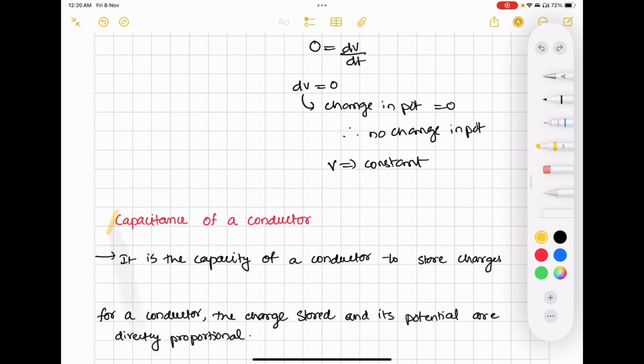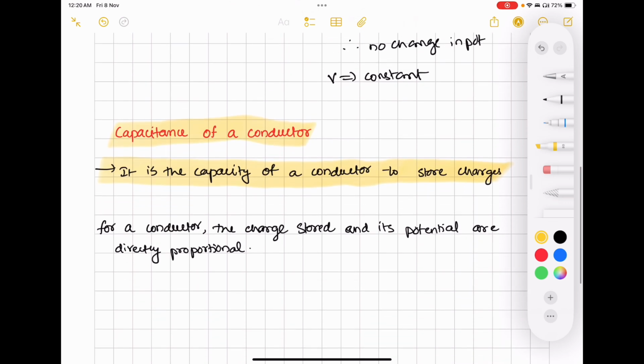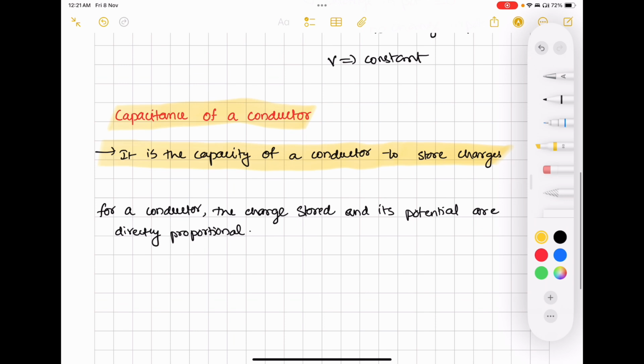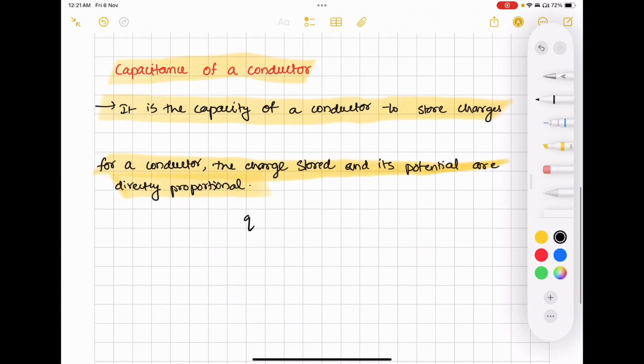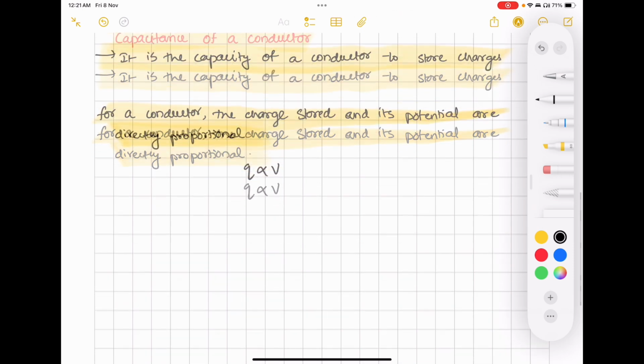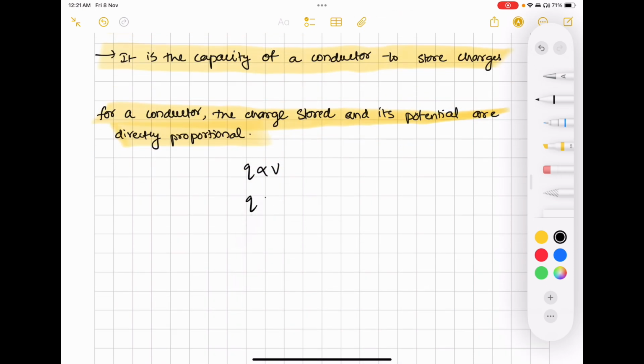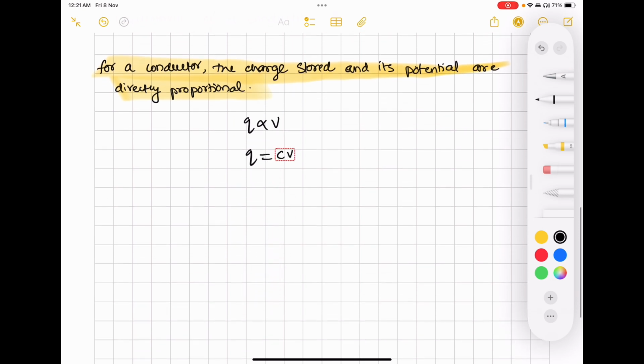Next we can study capacitance of a conductor. So capacitance is the capacity of a conductor to store charges. For a conductor, the charge stored and its potential are directly proportional. That is, the charge stored, Q, is proportional to the potential. So we can remove the proportionality sign. Q is equal to C into V, where C is called the capacitance of the conductor.